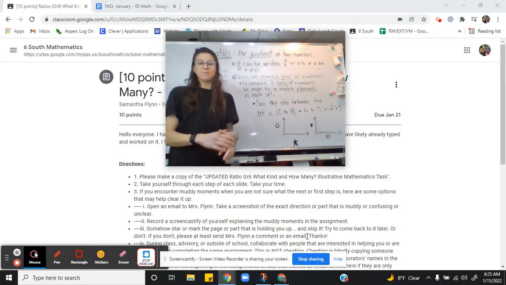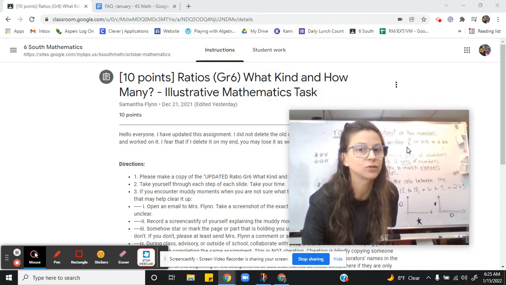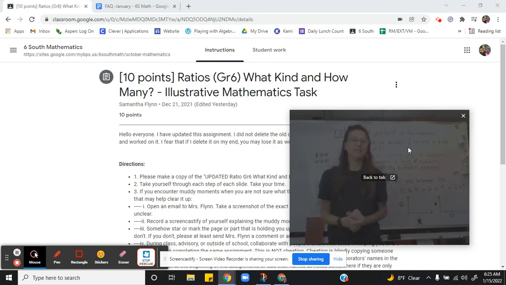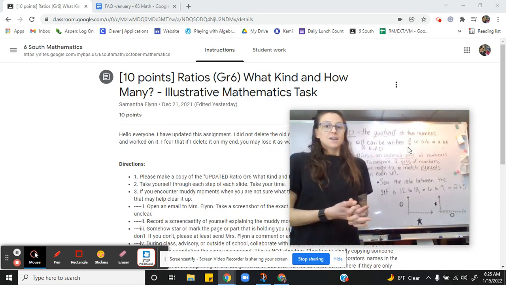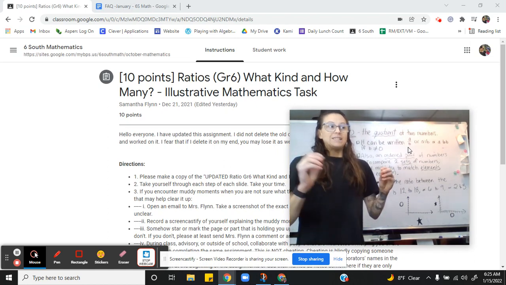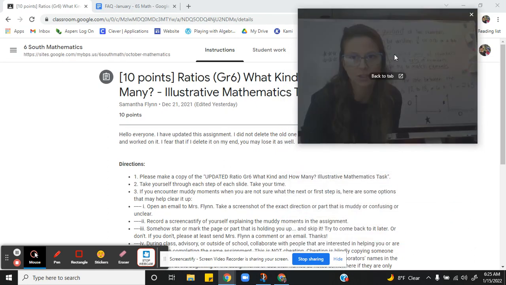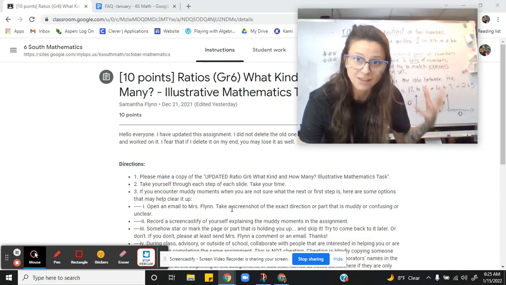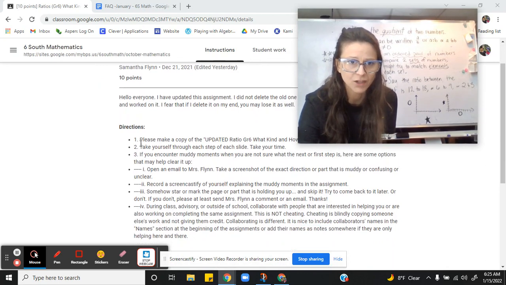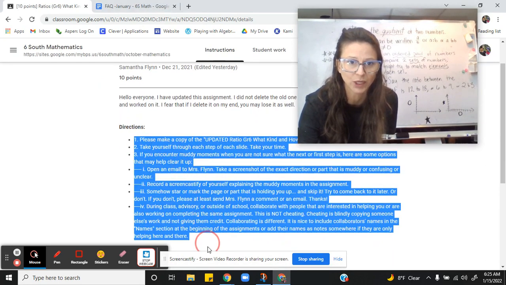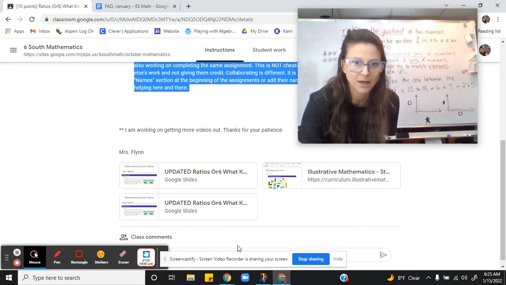Those of you currently in my class, you do have an assignment online called Ratios Grade 6. What kind and how many? It's an illustrative mathematics task. I love this task. It brings in geometry and some friendly imagery for us to use and sort of collect data, ask questions, and use ratios to make sense of what's going on. Here you'll see directions for students working in my class currently to help you through the assignment.